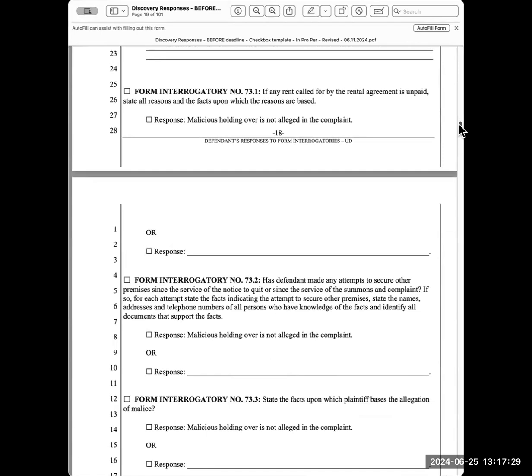73.1. If any rent called for by the rental agreement is unpaid, state all reasons and the facts upon which the reasons are based. This falls under a section of the form interrogatories called malicious holding over, and it is rarely checked in the complaint by the landlord. Malicious holding over is when you are holding onto the property to do some form of damage to the landlord or the property, and it is rarely alleged. You should check on your complaint.